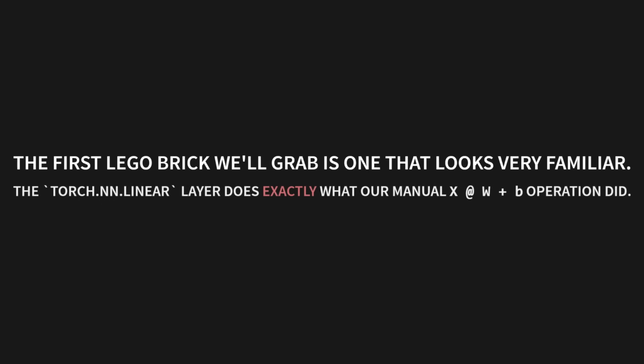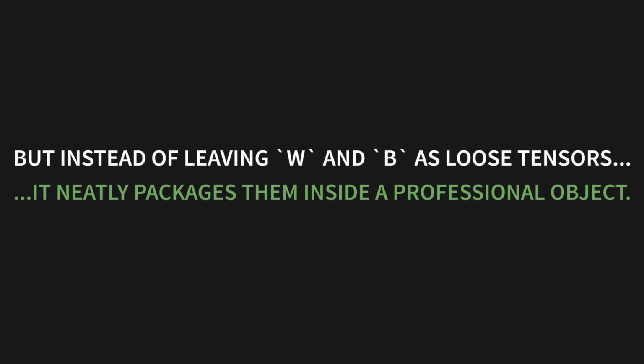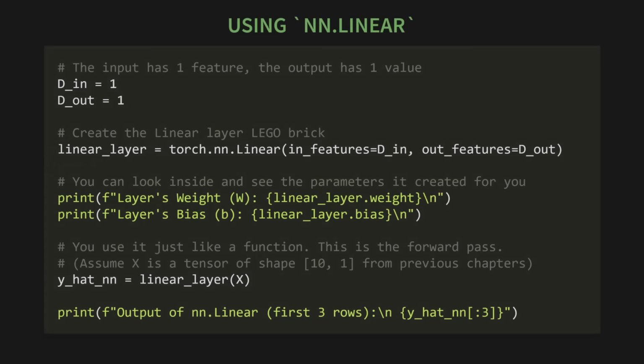The torch.nn.Linear layer does exactly what our manual x @ w + b operation did. But instead of leaving w and b as loose tensors floating around, it neatly packages them inside a professional object. Let's look at how to use nn.Linear. We are going to walk through this together, step by step.